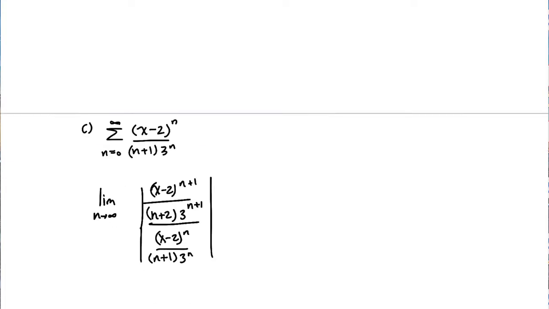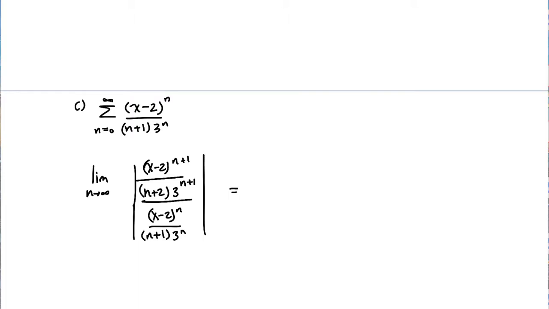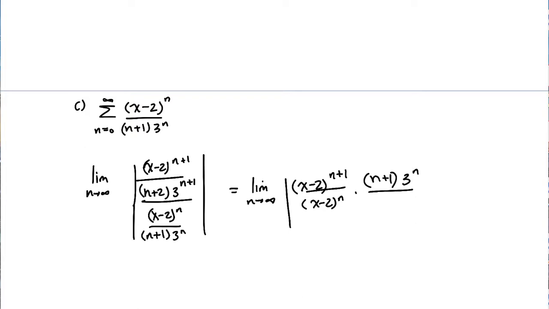And when I go ahead and simplify this ratio, I end up getting the limit as n goes to infinity of the absolute value of x minus 2 to the n plus 1 over x minus 2 to the n times n plus 1 times 3 to the n over n plus 2 times 3 to the n plus 1. And we can simplify our x terms into x minus 2. And the 3 to the n's simplify into 3, but in the denominator.